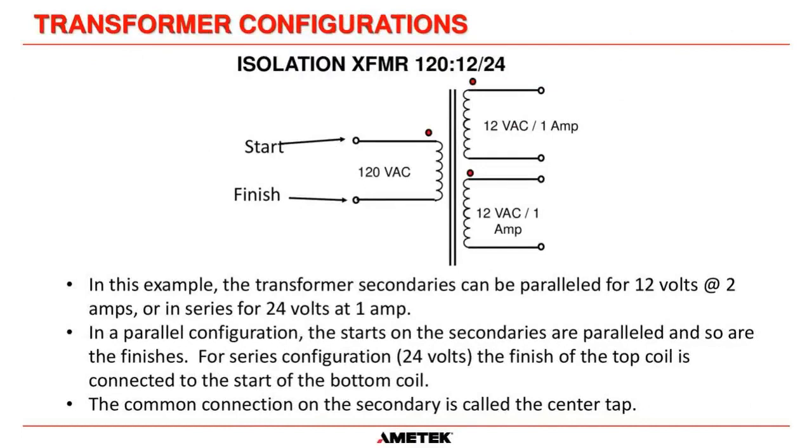Here's a typical transformer, 120 volt primary, two 12 volt secondaries. If we put these in series by tying the finish of the top coil to the start, again, which is noted by the dot, of the bottom coil, we get 24 volts on the output at 1 amp. If we parallel the two secondaries, we'll get 12 volts at 2 amps.